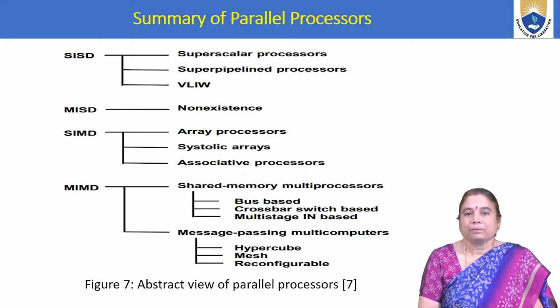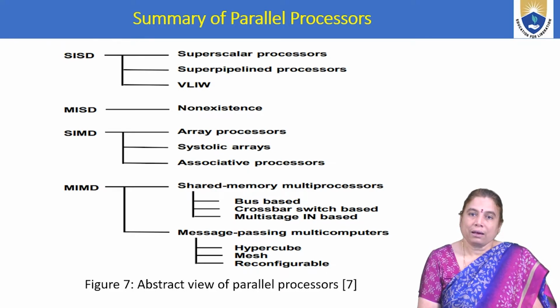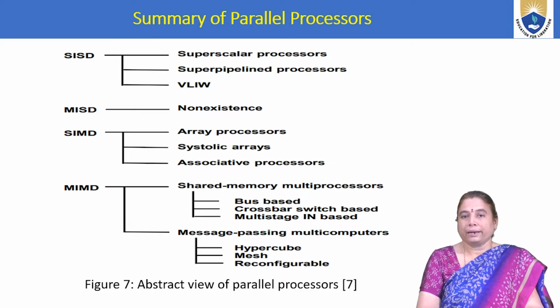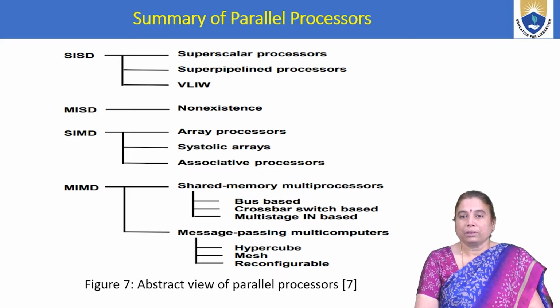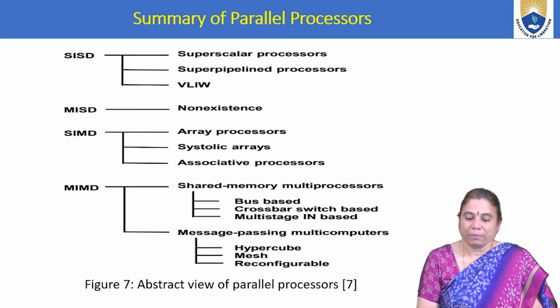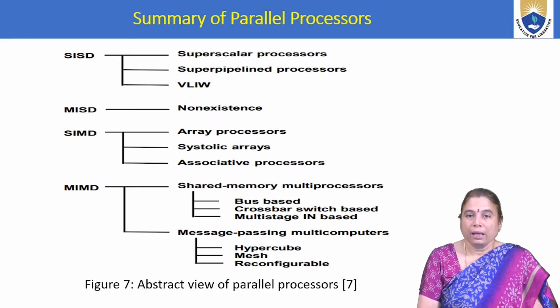So, what is the summary of this Flynn's classification? SISD can be the superscalar processors, super pipelined processors, and they can be the VLIW design of architecture. So, these are small architectures but can achieve parallelism with less complexity. MISD is non-existent. Practically, they are not possible.